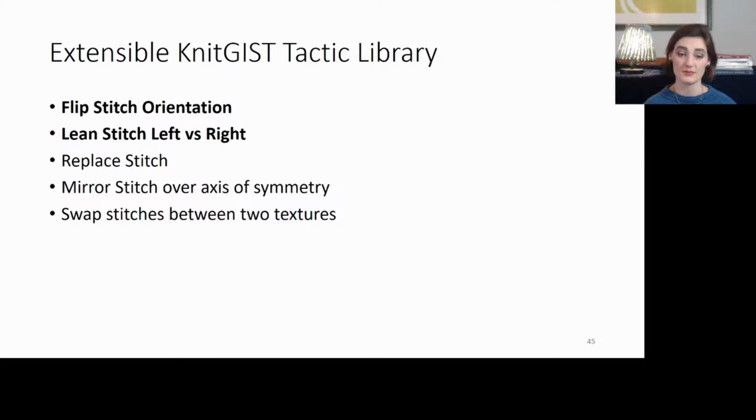We also provide an extensible library of tactics which slightly modify a texture to create a new texture. We have flip stitch orientation tactics, lean stitch left and right tactics, replace stitches, mirror stitches on the axis of symmetry, and swap stitches between two textures. For the rest of this talk, I will present the flip and lean operations.